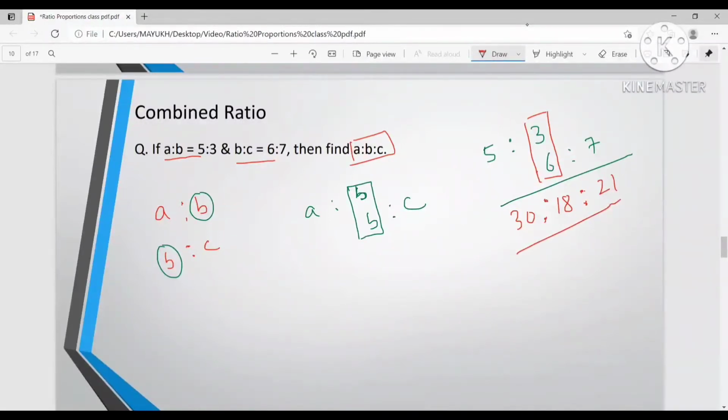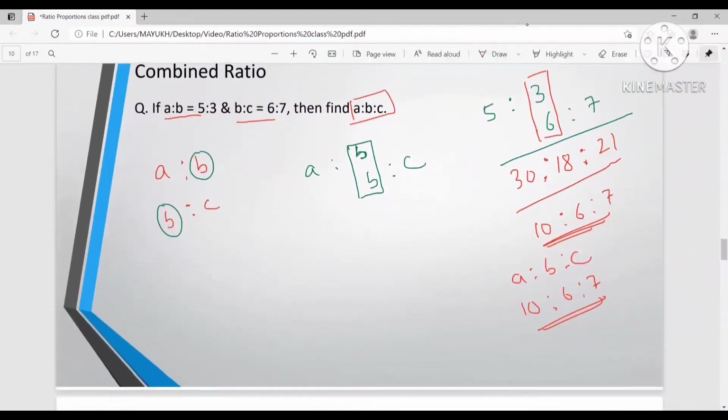But looking at this, I think it can be reduced further. Yes, it can be reduced by 3. If I divide it by 3, I get 10 is to 6 is to 7, which is my final answer. So A is to B is to C is 10 is to 6 is to 7. Okay. So this is the long cut. Once we start with the questions, I'll give you a beautiful shortcut and you'll be like, sir, arey, ye to mast tha. Okay, let's go.